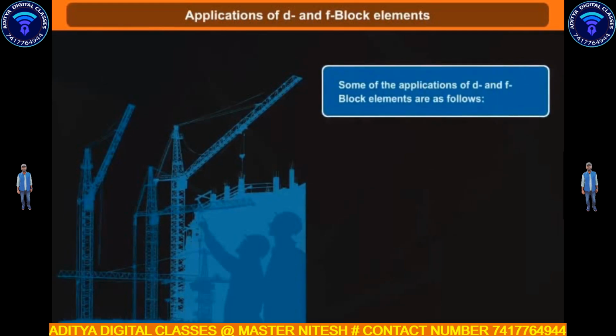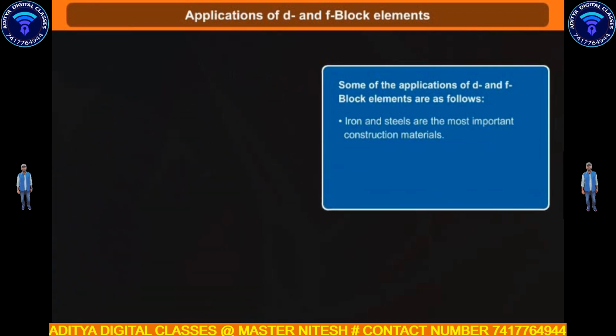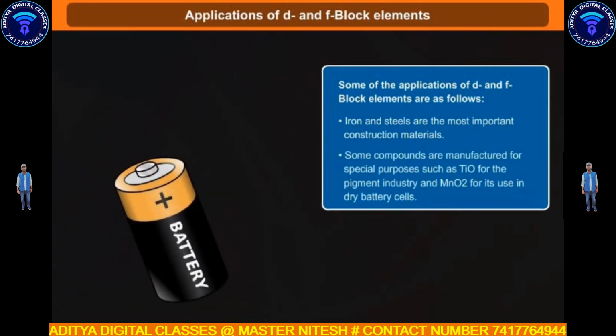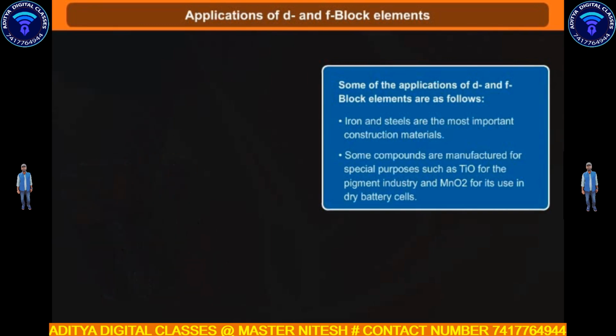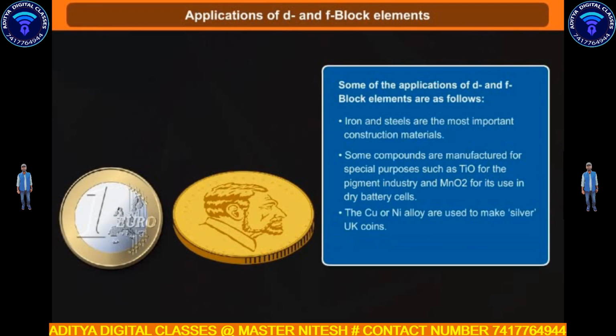Some of the applications of d and f block elements are as follows. Iron and steels are the most important construction materials. Some compounds are manufactured for special purposes such as TiO2 for the pigment industry and MnO2 for its use in dry battery cells. The Cu or Ni alloy are used to make silver UK coins.